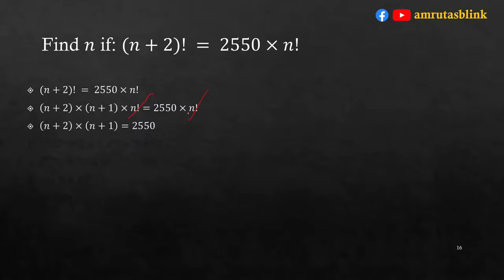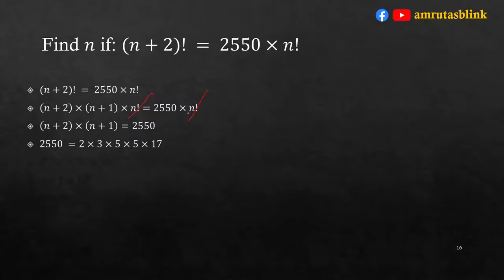so that we can have n plus 2 into n plus 1 is equal to 2550. Now what are n plus 1 and n plus 2? n plus 1 and n plus 2 are nothing but two consecutive numbers. So if we can split this 2550 in terms of a product of two consecutive numbers, we can easily find out the value of n plus 1 and n plus 2. Now 2550 is a bigger number, so it's very difficult to visualize which two consecutive numbers can give this product as 2550.